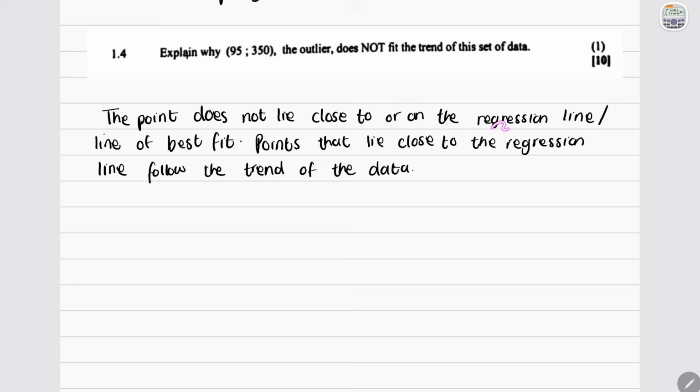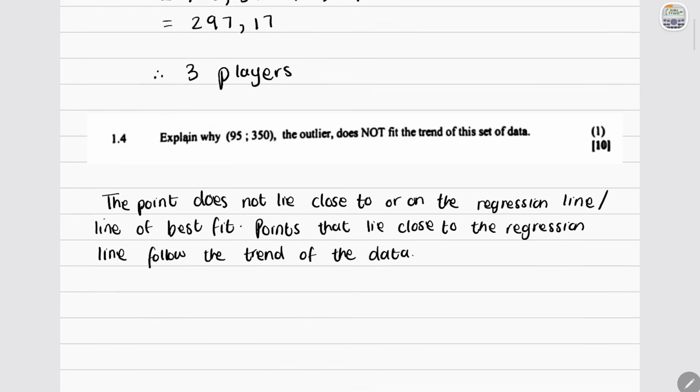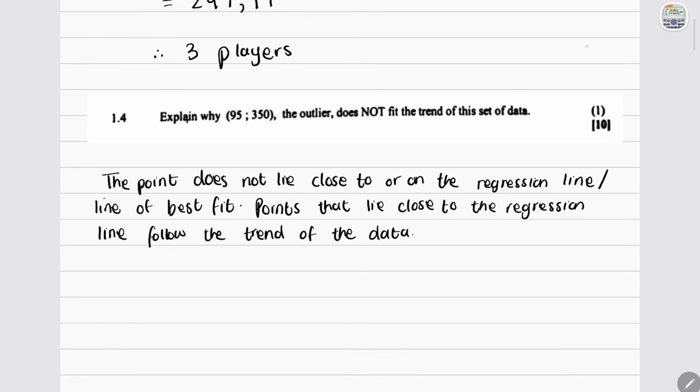I'm just going to say that the point does not lie close to or on the line of best fit or the regression line, and points that lie close to the regression line follow the trend of the data. So those points would be following the trend. Okay, that is my answer for that question, and that is it for question 1. Moving on to question 2.